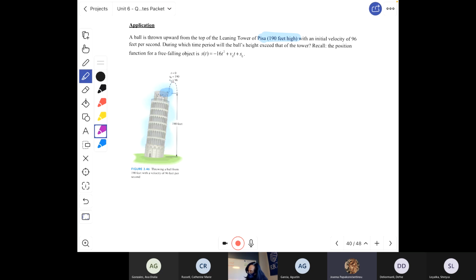Initial velocity is 96 feet per second. So we're going to call that V naught. That's an ugly V. V naught. The little subscript of 0 saying at time equals 0. It's starting. If you've had physics, you will have seen that before. So my initial velocity is 96 feet per second.